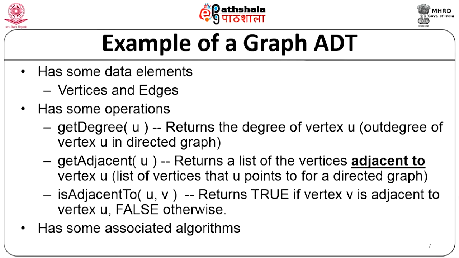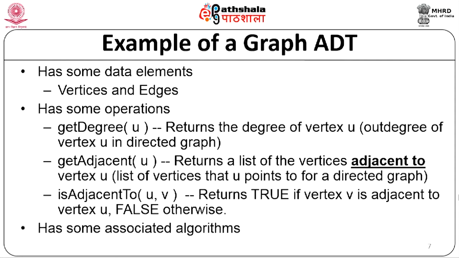Otherwise, if it is an undirected graph, it is just the degree. In any graph ADT you have to describe whether the graph ADT you are defining is directed or undirected, weighted or unweighted. So, here we are generally saying it returns the degree of a vertex u if it is undirected. If it is directed, when you say degree, it means out degree.